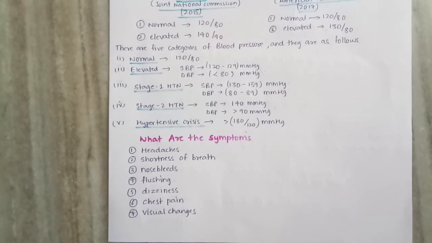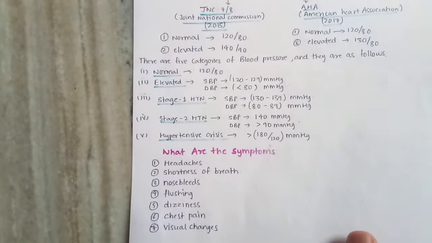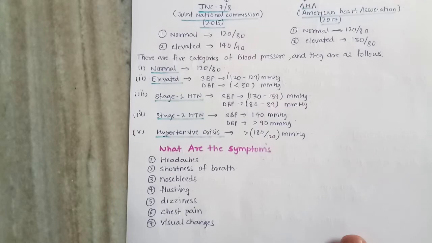But this is for when we are not getting a value and are not able to check the patient ambulatory. So visual changes can be there in a patient with hypertension.